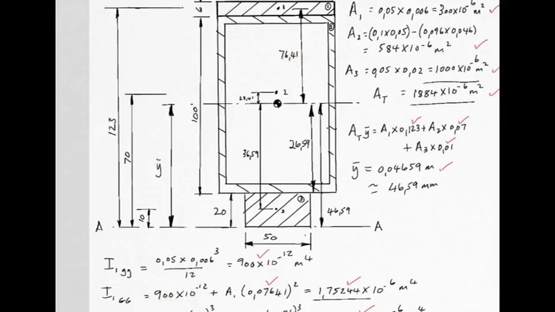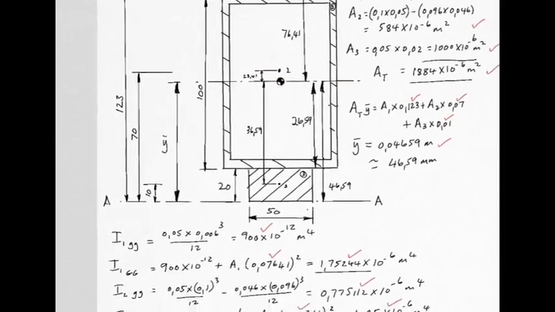Original answer, 900 times 10 to the minus 12, plus area times distance squared between original axis and desired axis. And there is your answer for I1, the second moment of area about an axis passing through the centroid of the whole shape. On to number 2.